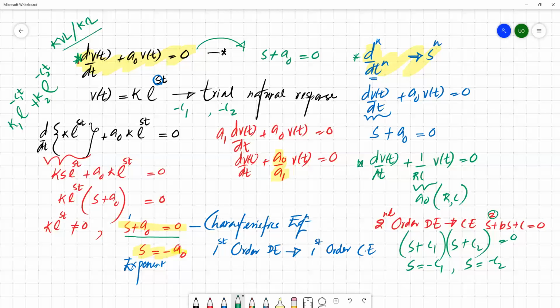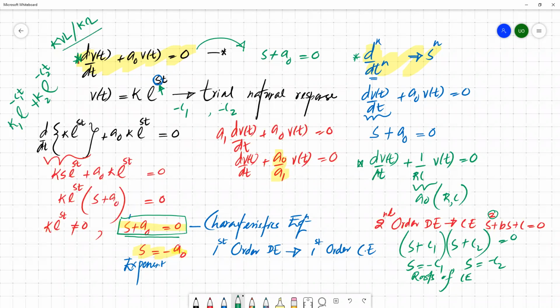The exponents of these two individual exponential functions come as roots of the characteristic equation. If it is a first order differential equation, you will end up with a first order characteristic equation like this. And once you solve this first order characteristic equation, you can easily evaluate the exponent of your trial solution, which is s.